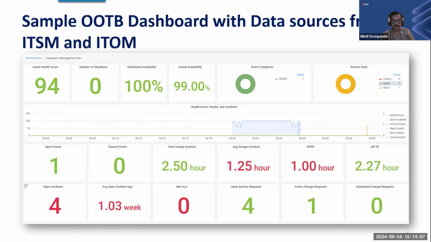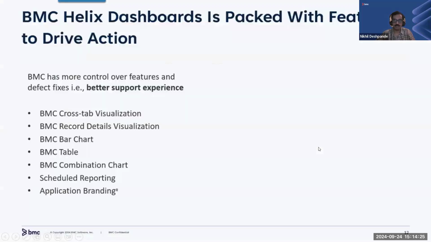A sudden spike in incidents, you can correlate with something that's happening with events or something else on the ITOM side. You can also get a good overview of some of your key metrics such as MTBF and MTTR.